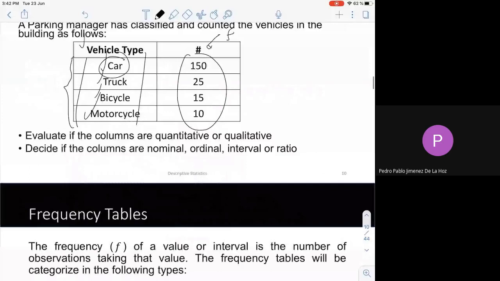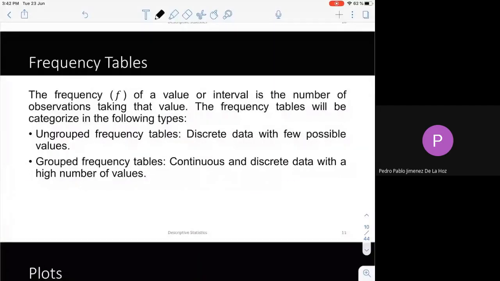Okay, so now we're going to talk about frequency tables. There are two types of tables: ungrouped frequency tables and grouped frequency tables. So what's the difference between one and the other? Ungrouped means that each row of the table is given only by a single outcome, while grouped frequency tables means that in each row of the table we have an interval. Let me show you some examples and then we're going back.